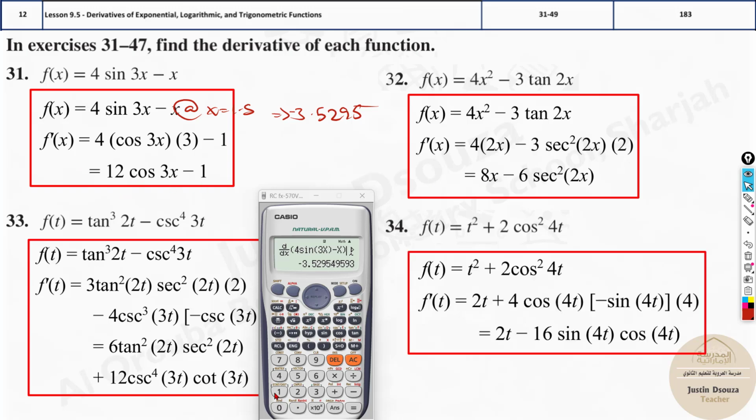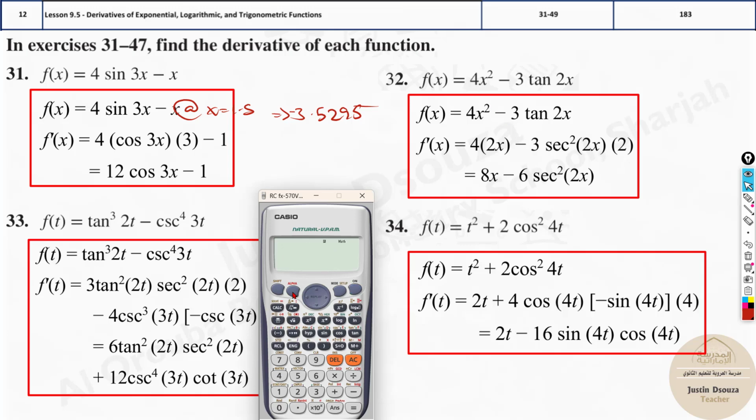Let's solve it. This one will be directly typing it, cos 3x, that is alpha x, close the bracket, minus 1. Now calculated at 1.5, the answer must match, and it is matching. So that's the answer. Now over here, let's do the next one.